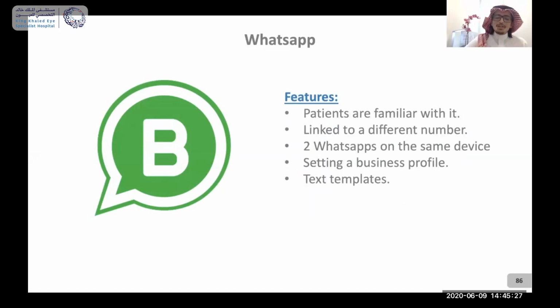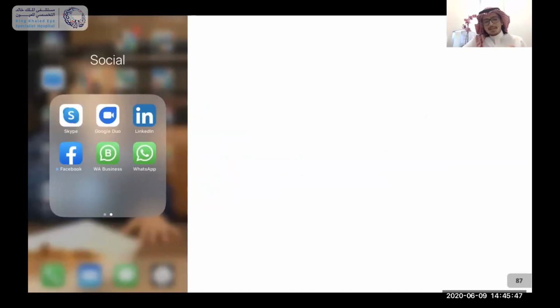The features that make business WhatsApp useful are that patients are very familiar with WhatsApp. You can link it to a different phone number, so patients will not be able to reach your own private phone number. You can use two separate WhatsApps on the same device, and you can set a business profile. I'm going to show you quickly how my business WhatsApp looks. So this screenshot is from my own phone. I have two WhatsApps. One is personal WhatsApp, and the other one is the business WhatsApp that I use to connect with patients.